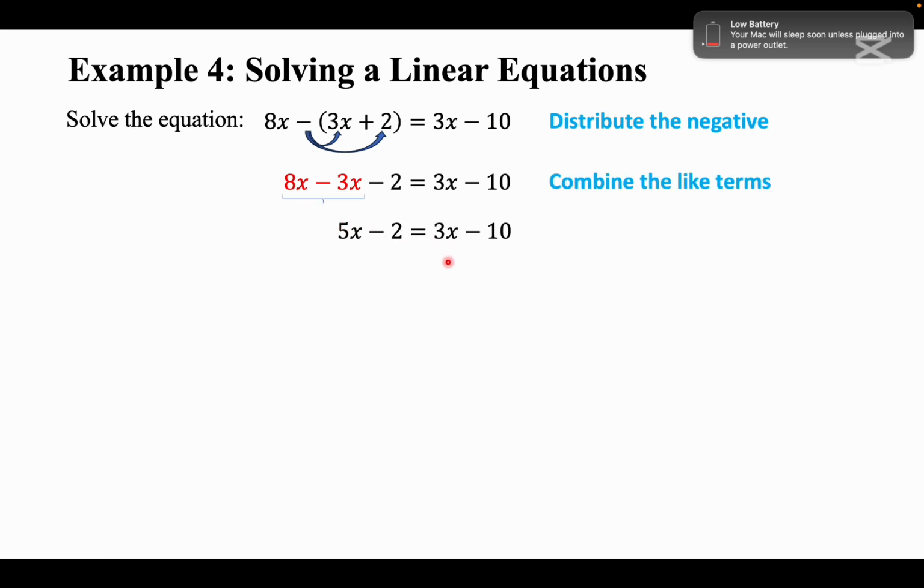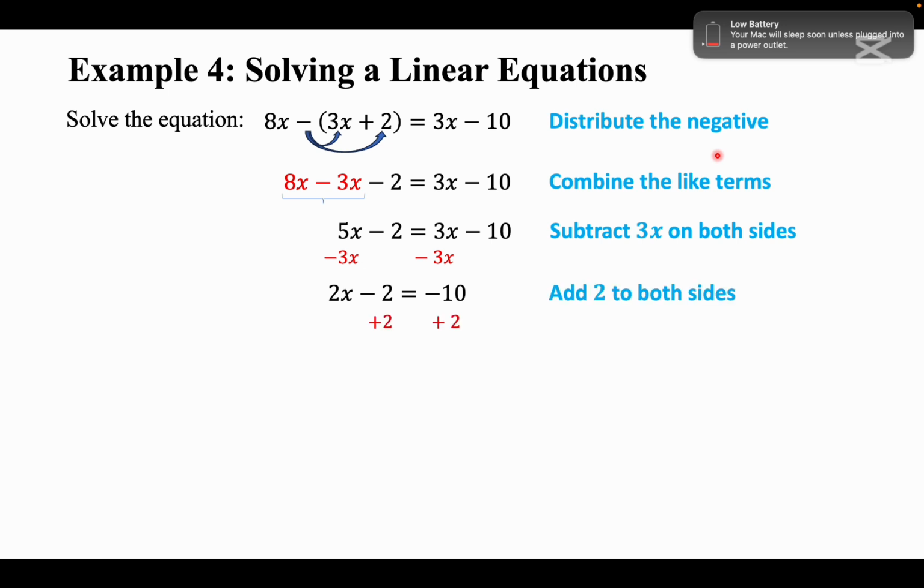Now we're going to move the variables to the same side, and then the constant numbers over to the opposite side. So we can subtract 3x on both ends. 5x minus 3x is 2x. And then we can add the 2 over to the other side. So plus 2 and plus 2 gets you 2x equals negative 8. And then to solve for x, or to isolate the variable x, divide both sides by 2. You get x equals negative 4. And that is the final solution.